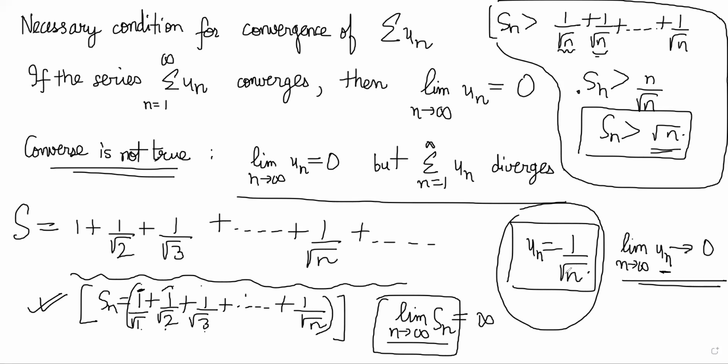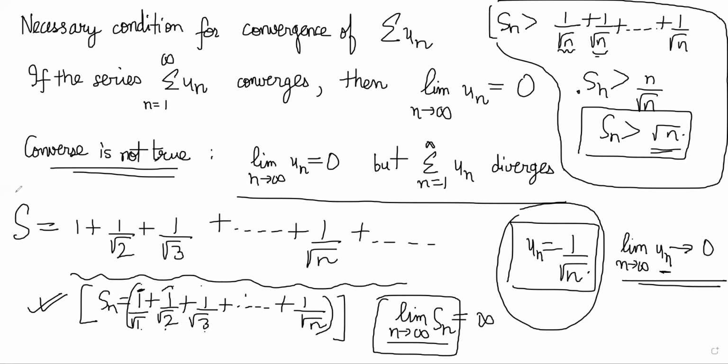The terms are definitely tending to 0, but the overall infinite series, which is a sequence of partial sums, you will say is converging or diverging only if the sequence of partial sums is converging or diverging. In this case, the sequence of partial sums diverges because S_n is greater than root n, and root n obviously diverges. So S_n also diverges, and therefore the infinite series diverges even if the nth term tends to 0 as n tends to infinity.